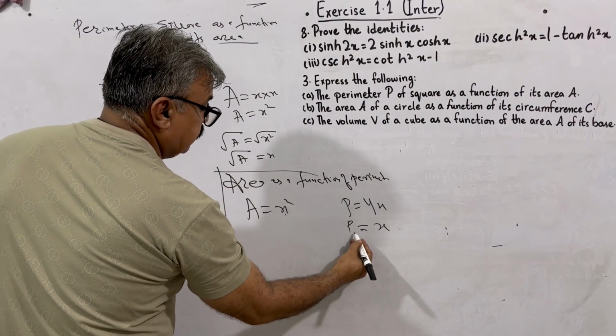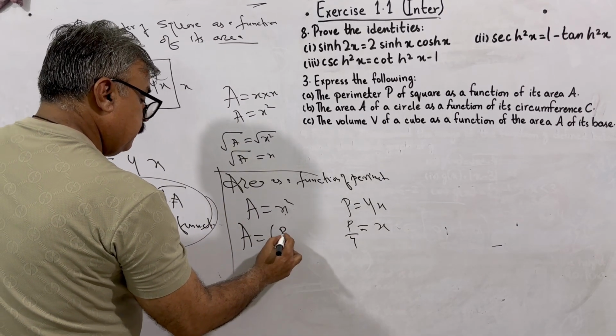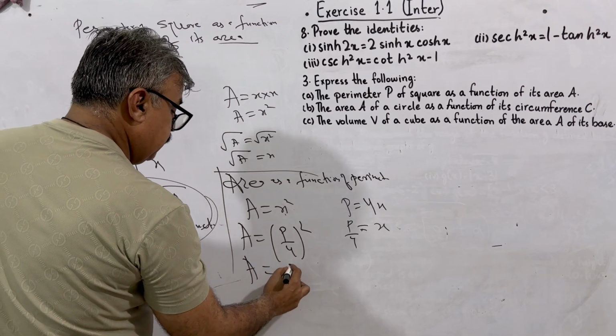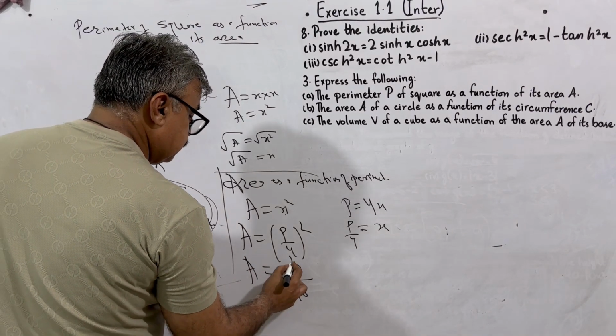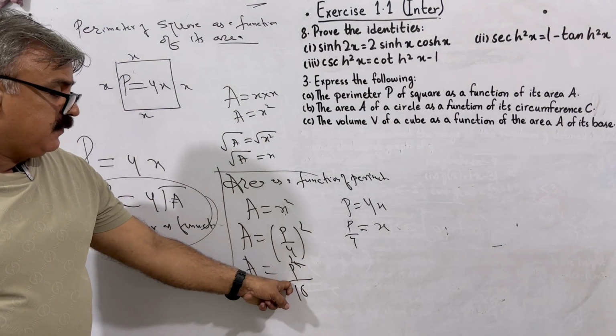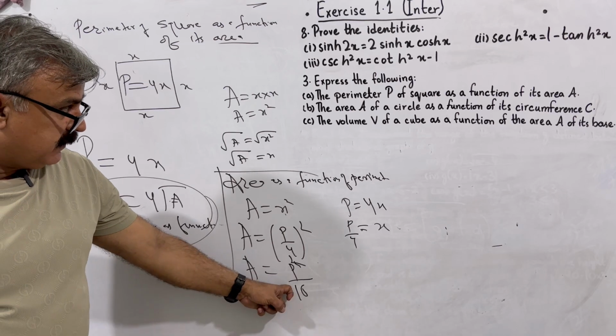It will become p over 4. Replace it here: a is equal to p over 4 whole square. So area is going to be p square over 16. P square over 16 means we have expressed area in terms of perimeter.